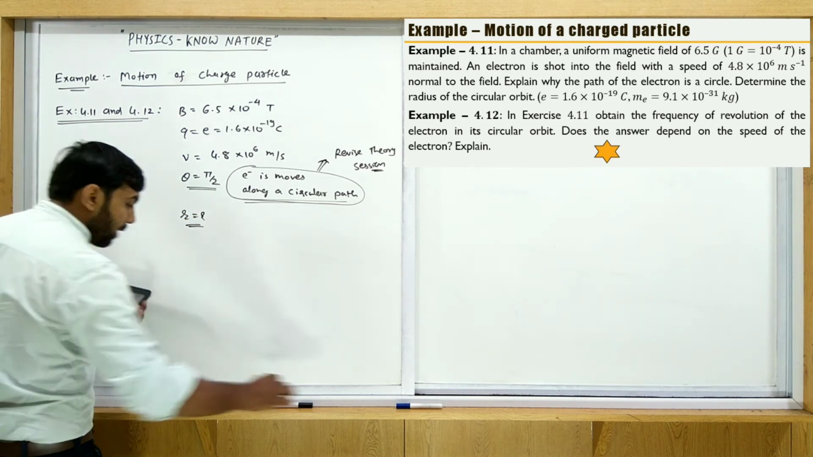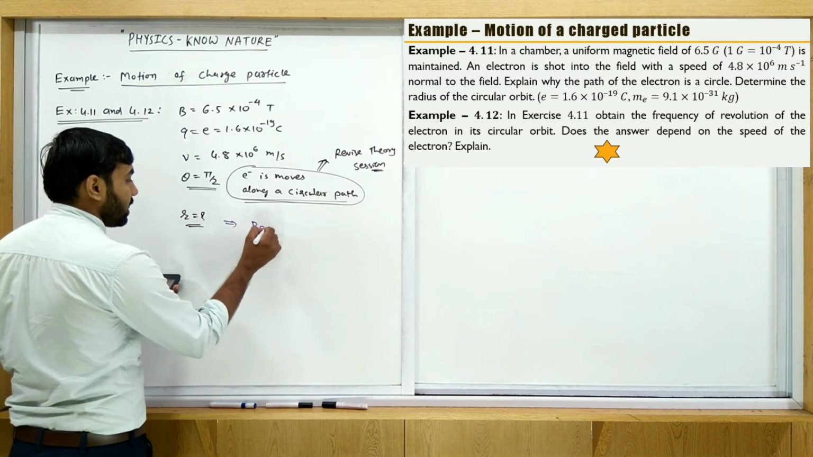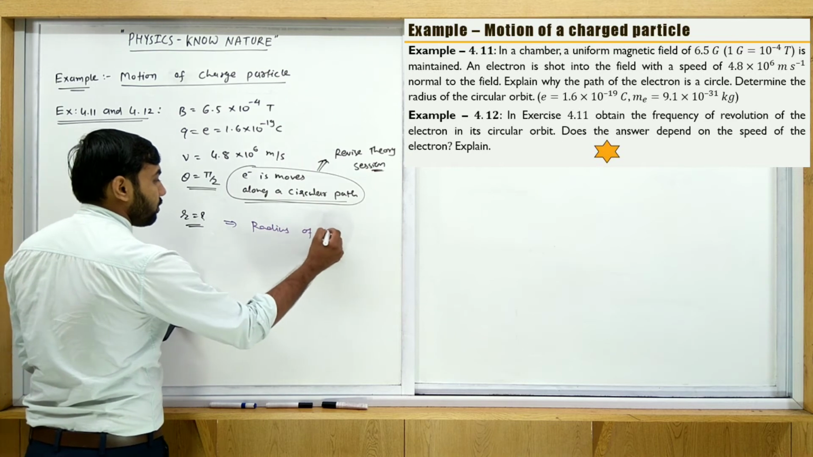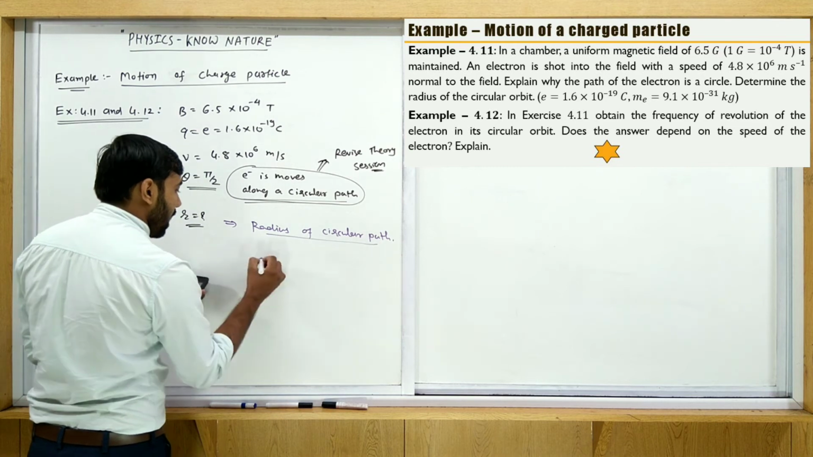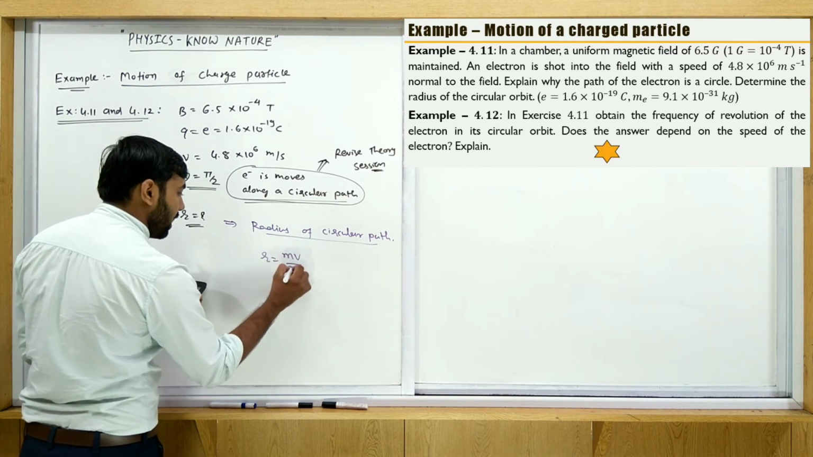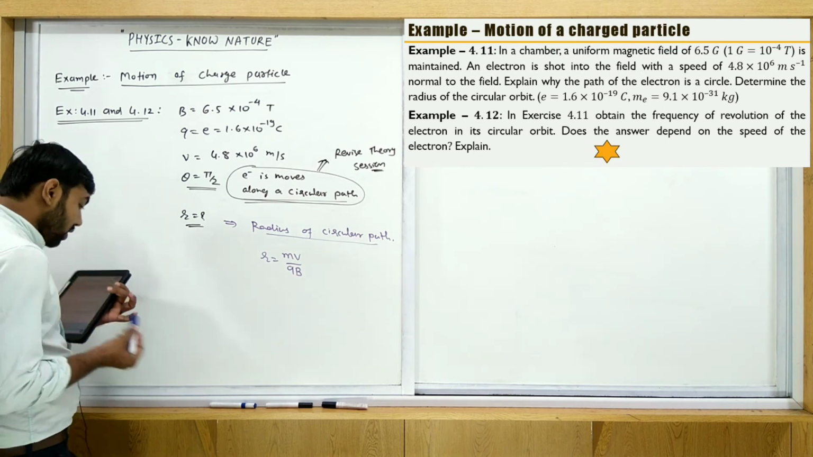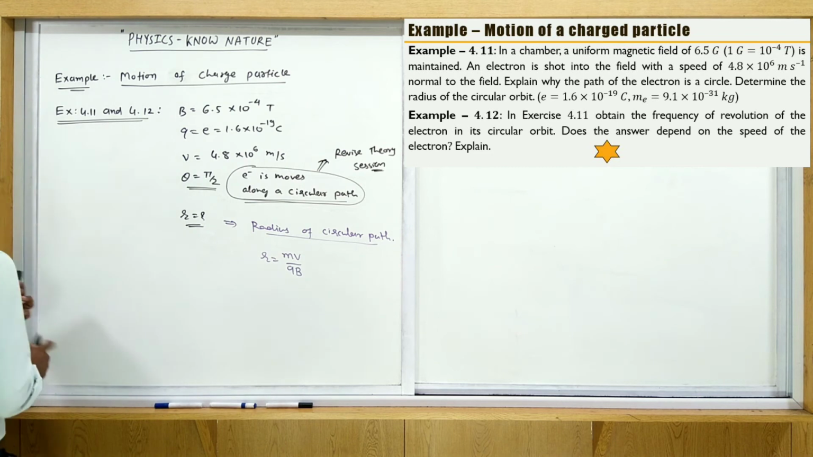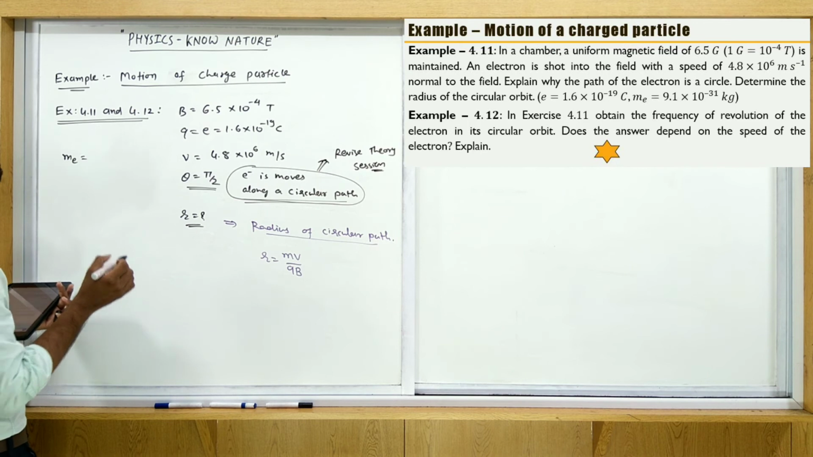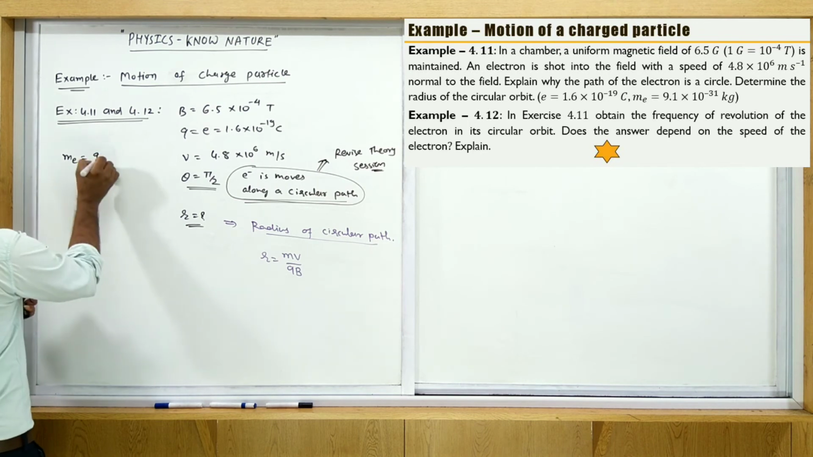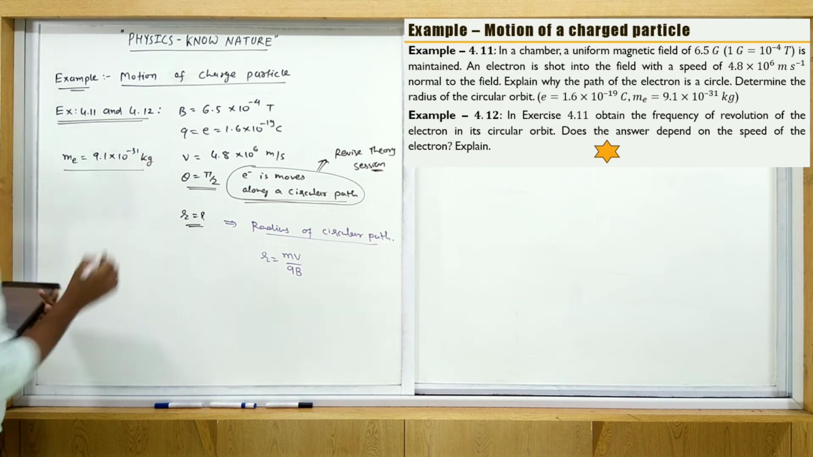We already derived this relation of radius, so we write it down here directly. The radius of the circular path, R, is equal to mv upon qB. This is very well known. Now, the mass of the electron is given in the data. So the mass of the electron is equal to 9.1 into 10 raised to minus 31 kg. It is given in the problem statement.